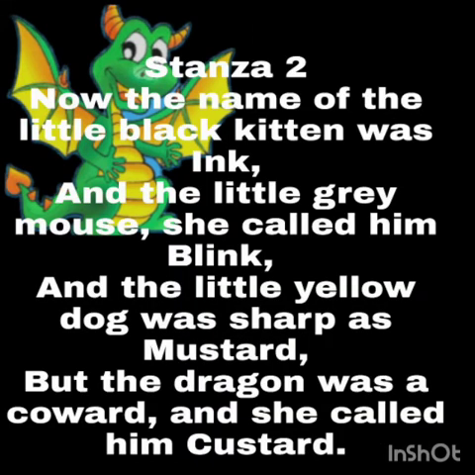Stanza 2. Now the name of the little black kitten was Ink, and the little grey mouse she called him Blink. And the little yellow dog was sharp as mustard, but the dragon was a coward and she called him Custard. So here, the poet introduces each pet of Belinda. The little black kitten was named Ink, the little grey mouse was named Blink, the yellow dog was named Mustard, and the dragon was called Custard because they think he was a coward. So how comic it is, a dragon being a coward.